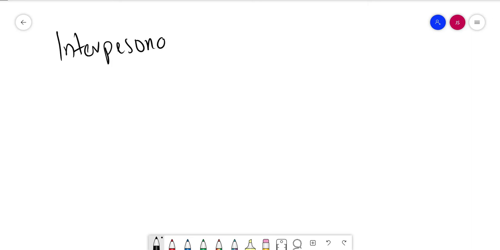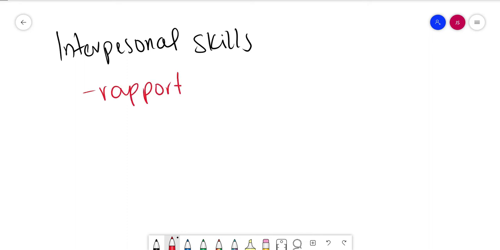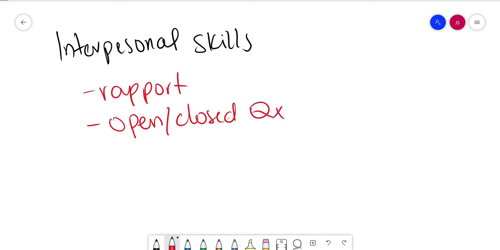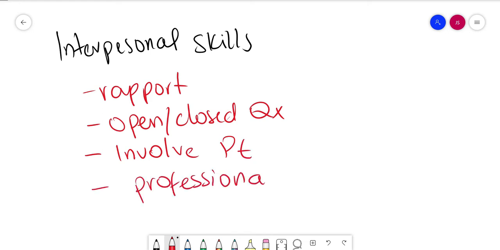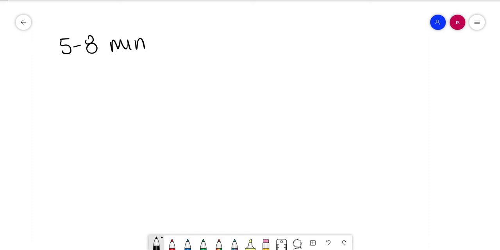If we think about interpersonal skills, we're going to think about building a rapport with your patient, and how you use open and closed questions. Also, they're going to be assessing whether you involve the patient or not, if you're acting with professionalism, and if you're taking into consideration any ethical issues. Try to finish your OSCEs, or train yourself to finish them, within 5 to 8 minutes, a mean of 6 minutes.